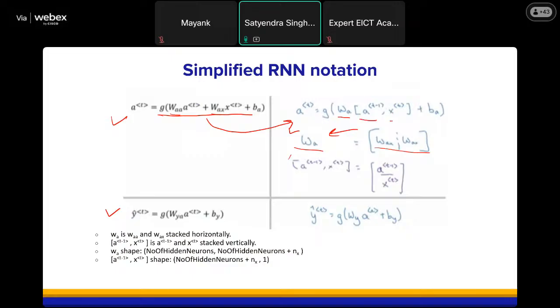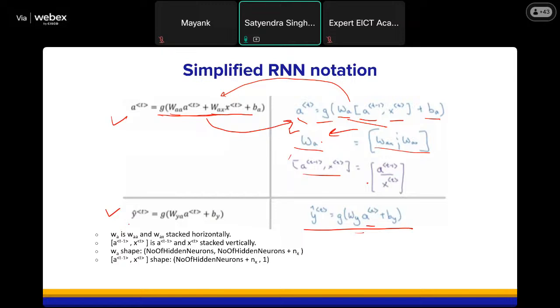And that A_{t-1} and X_t, if you put them together, vertically stacking them, then the matrix that you get is basically your [A_{t-1}, X_t]. When you multiply this matrix by W_A, it works similarly, and you add bias and pass it to the activation function, you get A_t. And your y_t is also W_Y into A_t plus B_Y.